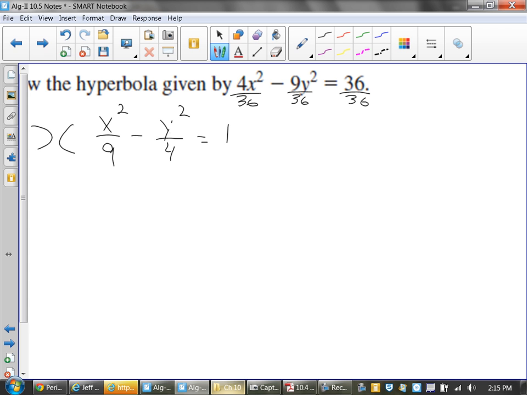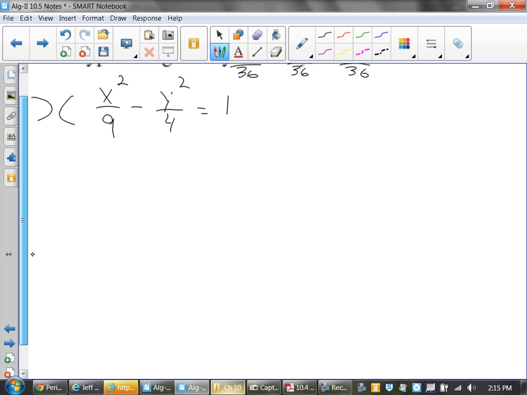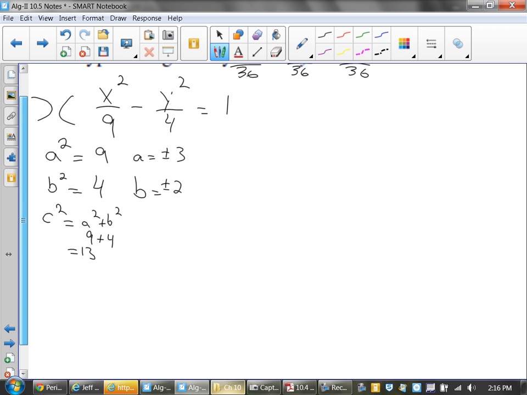Just like we did with ellipses, what you want to do right off the bat is label what you know. A squared is 9. Therefore, A is plus or minus 3. B squared is 4, so B is plus or minus 2. C squared is A squared plus B squared. So what's 9 plus 4? 13. So C squared is 13. Everybody okay with that? Now C is plus or minus the square root of 13.